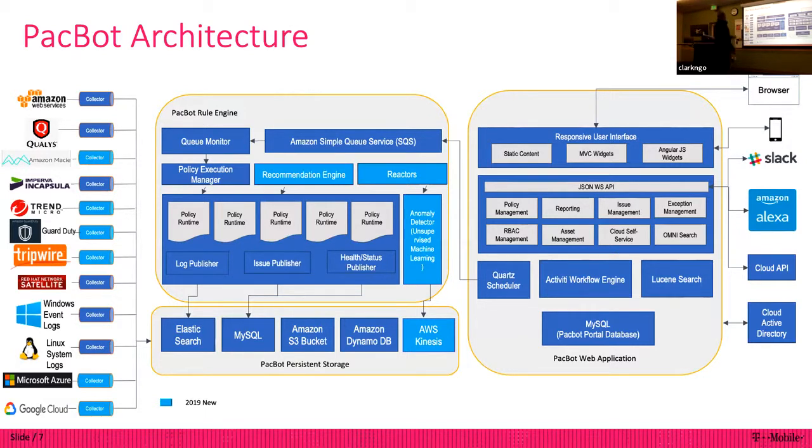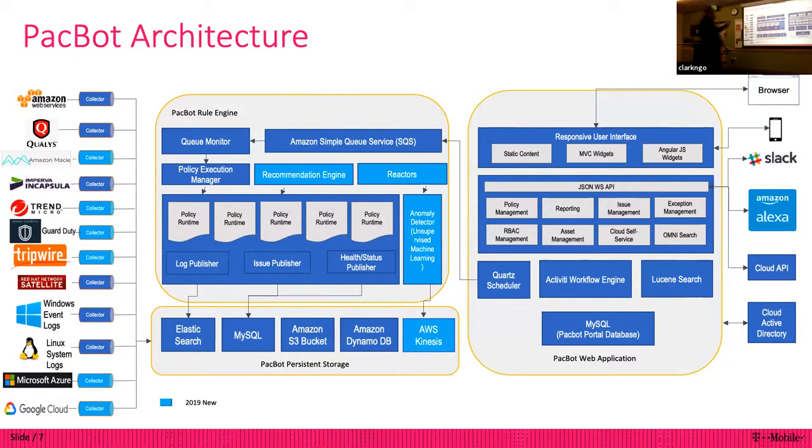So how it works is all the data from all these sources is collected back to what we call the Pacbot data lake, where you see the Pacbot persistent storage. It's made up of MySQL, Elasticsearch for fast query search capabilities, S3 bucket, DynamoDB, and Kinesis. Kinesis I'll touch upon just a bit later.